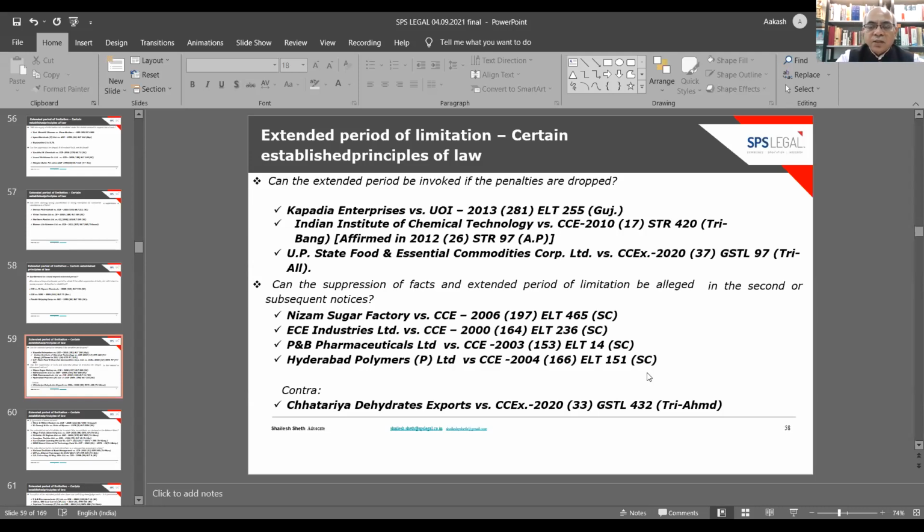These are the judgments where this ratio of the principle has been laid down. Then, can suppression of X be alleged in the second, subsequent SCN?